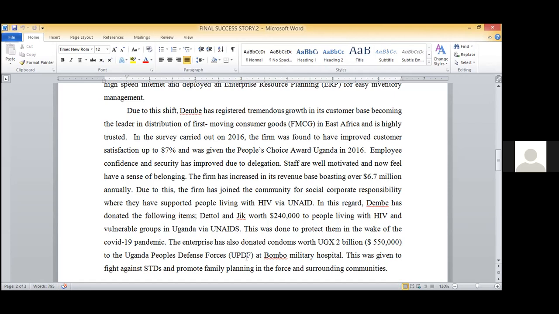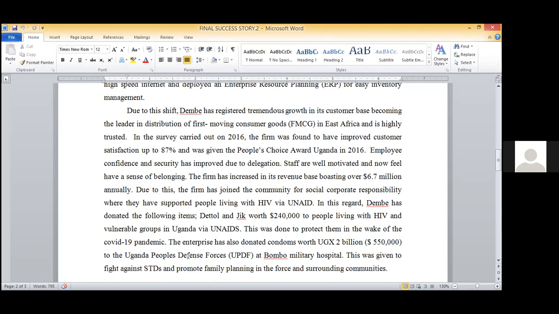Due to this, the firm has joined the Community for Social Corporate Responsibility, where they have supported people living with HIV via UNAIDS. In this regard, Dembe has donated the following items: Dettol and Chic worth $240,000 to people living with HIV and vulnerable groups in Uganda via UNAIDS. This was done to protect them in the wake of the COVID-19 pandemic.